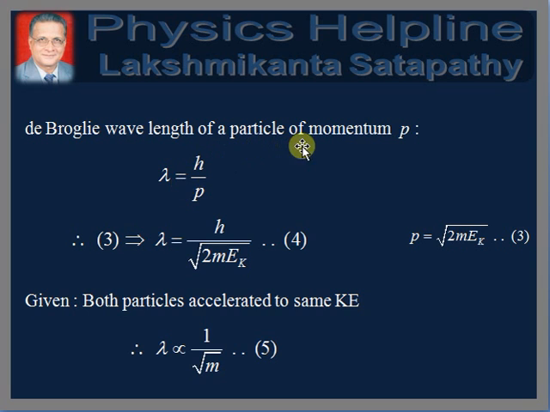Now, if the particle has got momentum p, then the de Broglie wavelength associated with it is given by lambda is equal to h by p, where h is the Planck's constant. Now putting the value of p from equation 3, we get lambda is equal to h divided by root over 2 m Ek. It is given in the question that both particles are accelerated to the same kinetic energy, therefore Ek is not significant. Therefore we get lambda is proportional to 1 by root m.